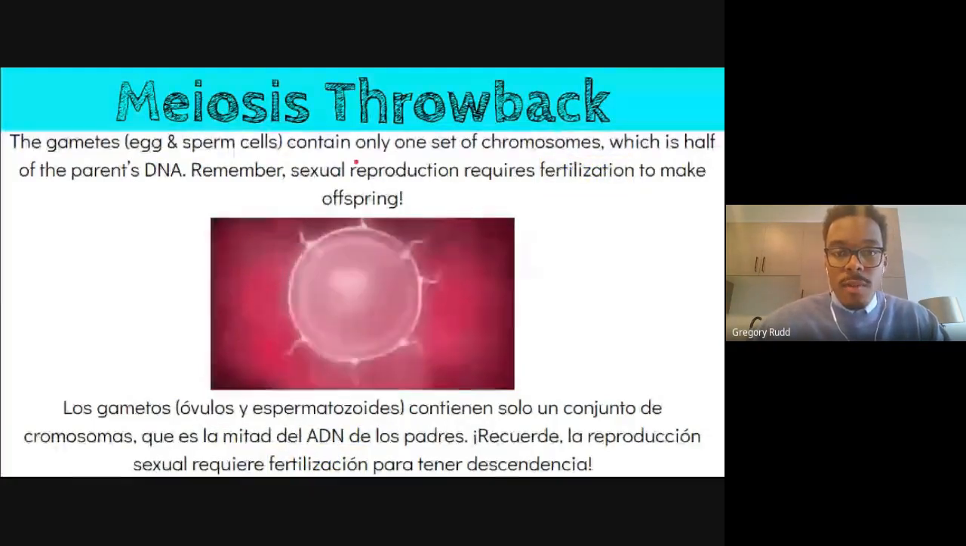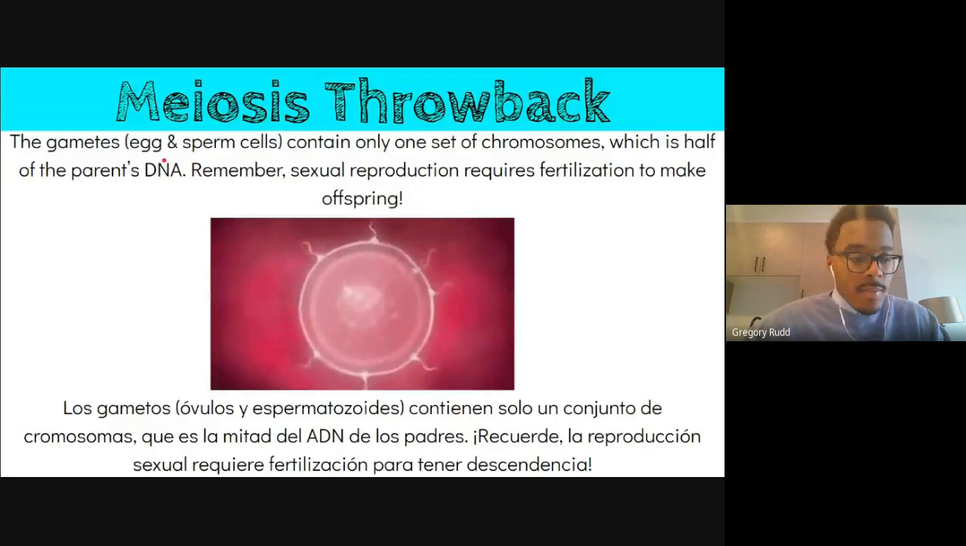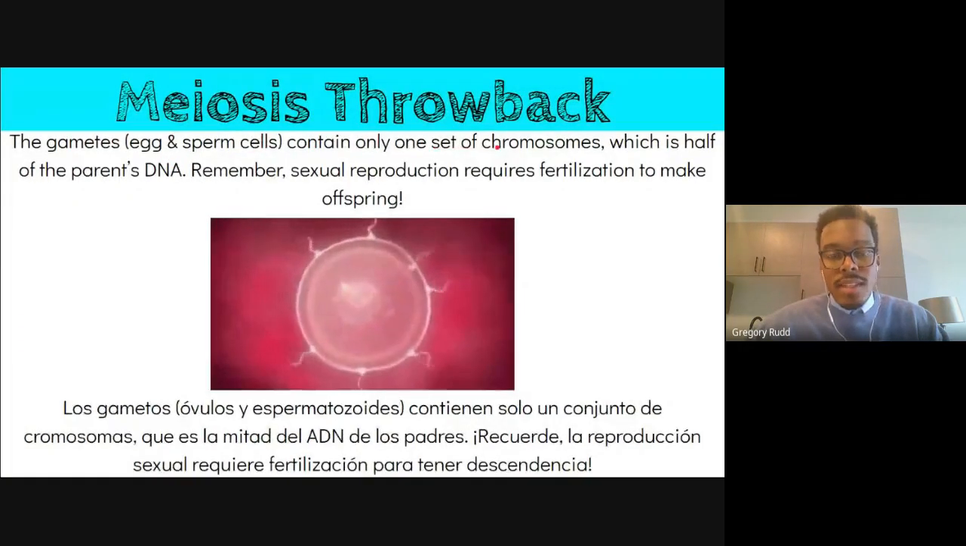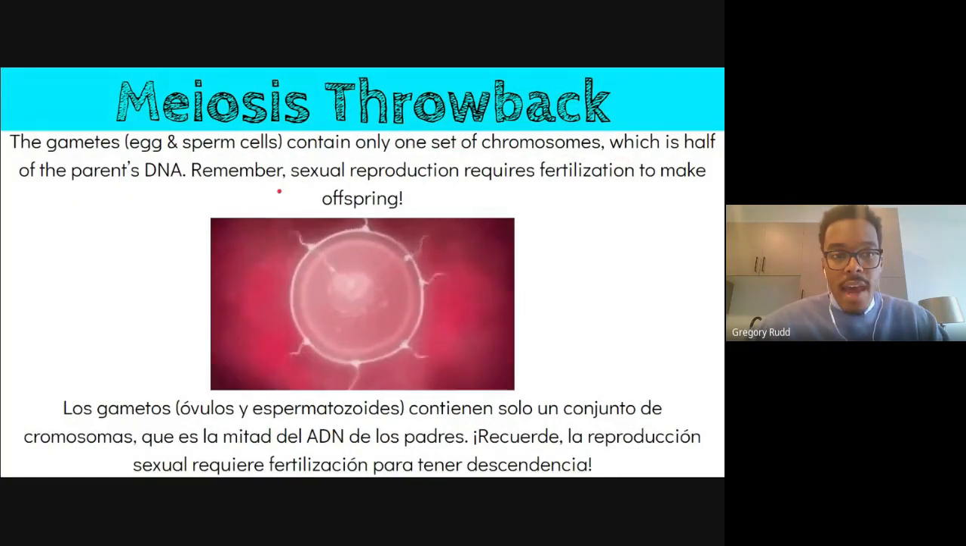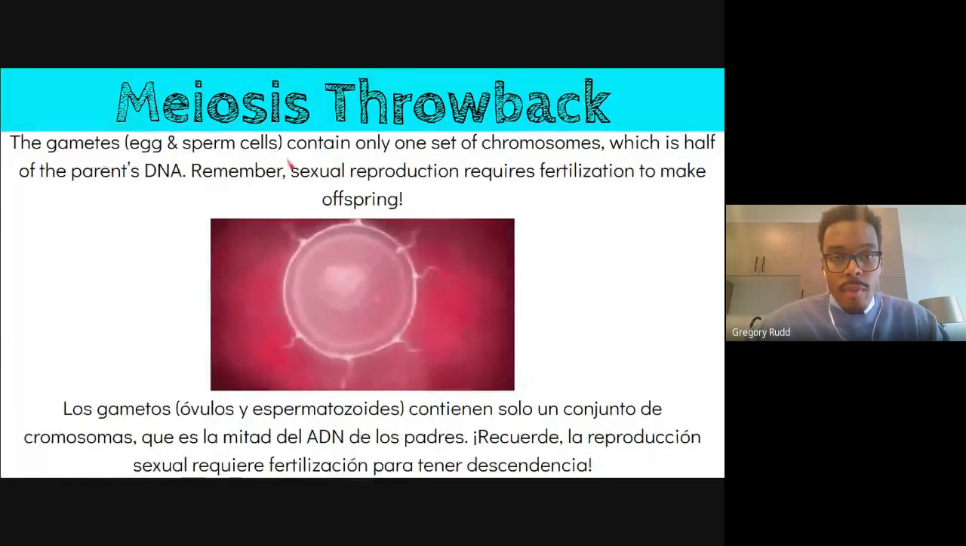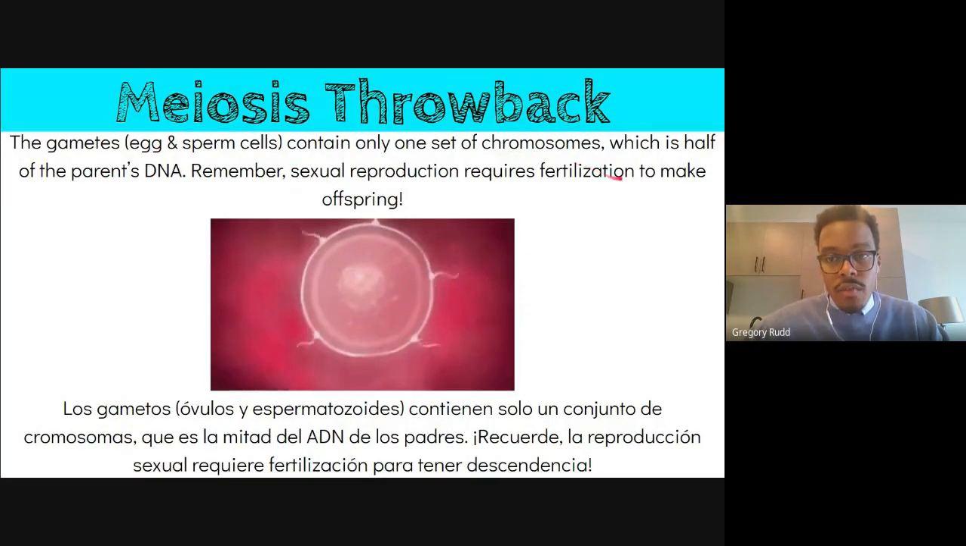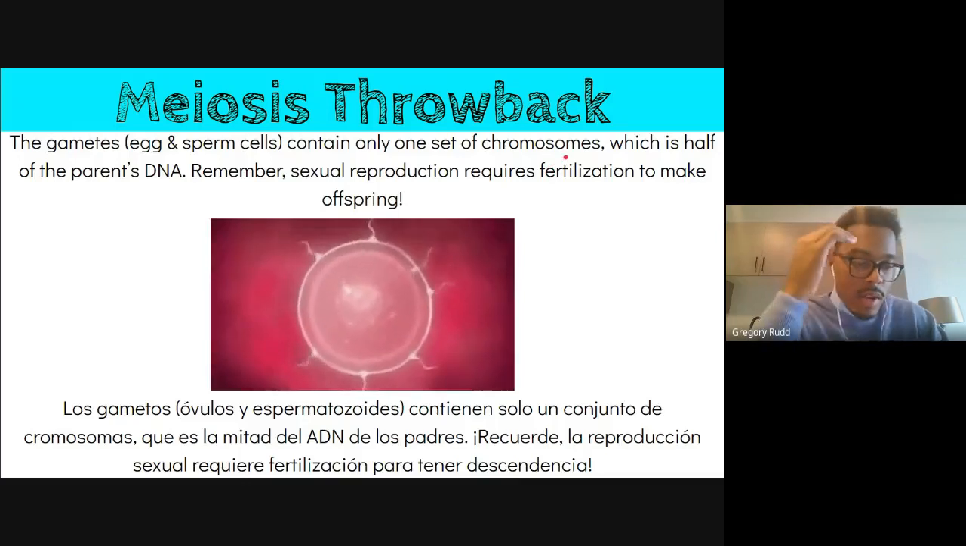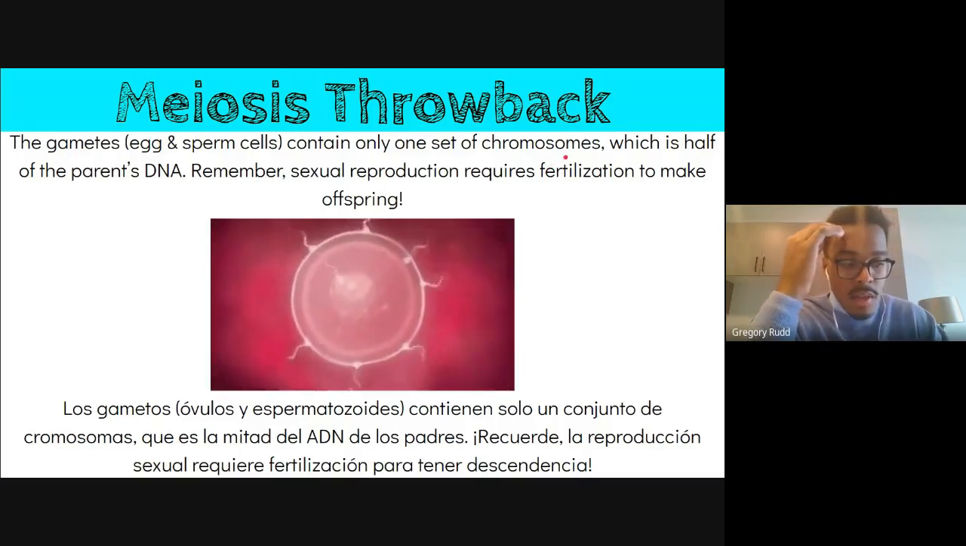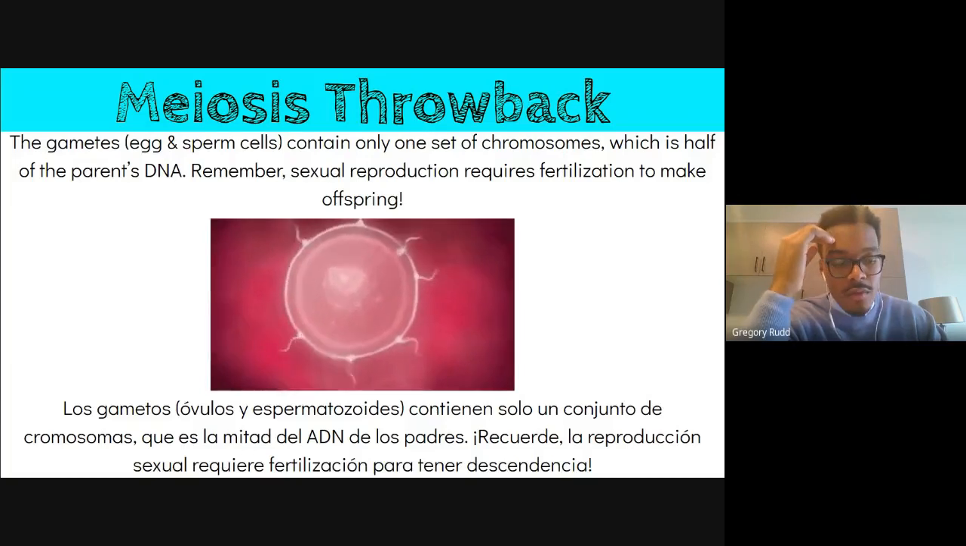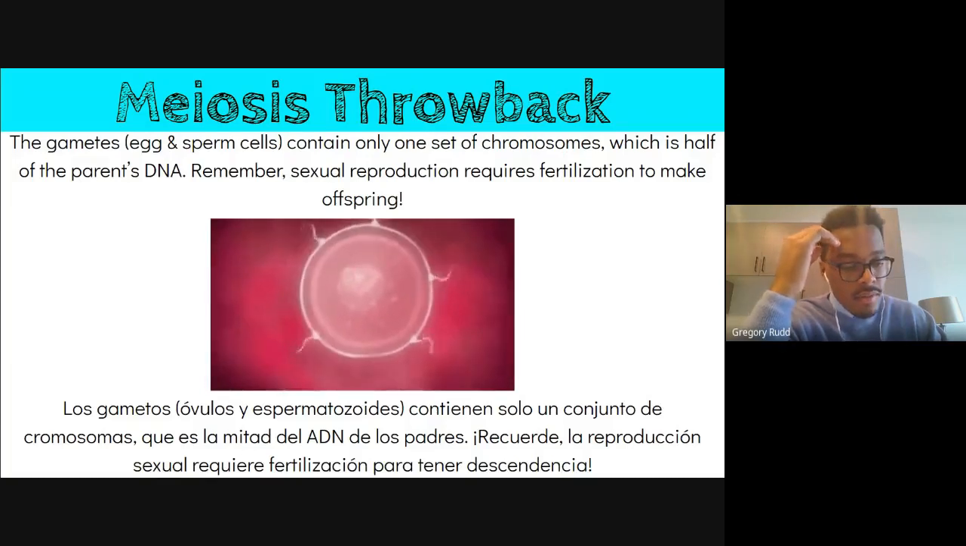Oops, and I showed the other one. So go ahead and write down these two sentences as well. The gametes, which are egg and sperm cells, contain only one set of chromosomes, which is half of the parent's DNA. Remember, sexual reproduction requires fertilization to make offspring. I'm going to leave that on the screen for about 15 seconds in hopes that those of you who don't know this information will write these sentences down.